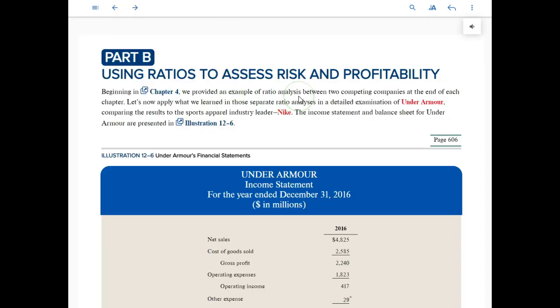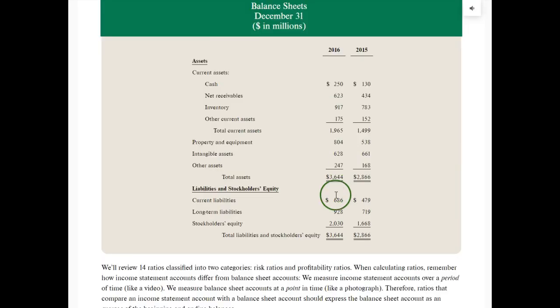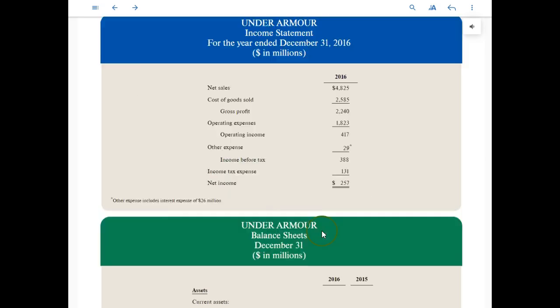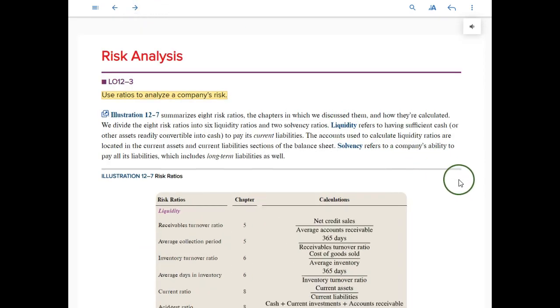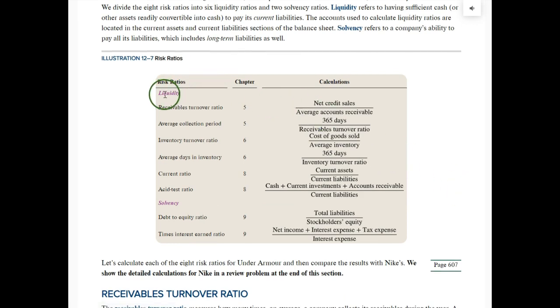Now let's look at ratios. Really, there's nothing new in these ratios. We've seen ratios throughout a lot of the previous chapters, and this is a review of those ratios. Here are the numbers we'll start working with in these statements. And here are what we call the risk analysis ratios. So the risk ratios will be liquidity and solvency.